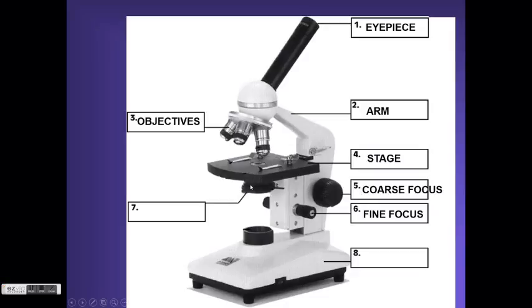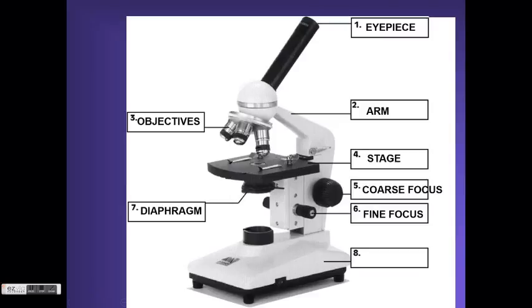Sometimes it's helpful to make adjustments with this part here, and it's called the diaphragm. These microscopes are called light microscopes because light is coming from this source here, passing through the stage and your object, and eventually passing through to your eyes so that you can see it.